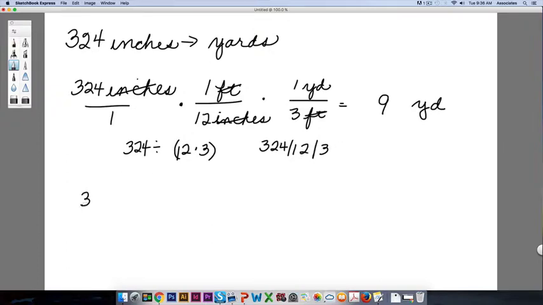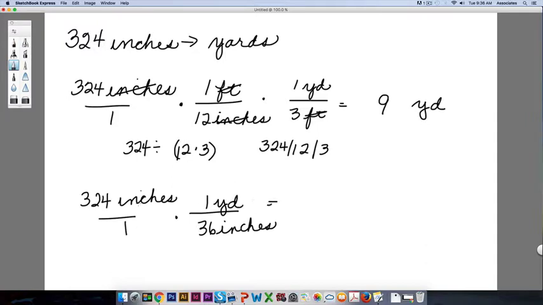Another method you could have done to solve this problem is 324 inches over 1, if you happen to know that 36 inches is 1 yard, if you chose to do it that way. The inches cancel with the inches, so in your calculator you take 324 divided by 36, and again you should come up with 9 yards. Either answer you'll get full credit if you just come up with that, which would be 5 points. If not, you'll just get the 3 points for the correct answer.